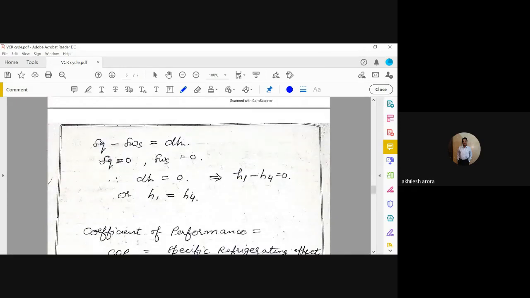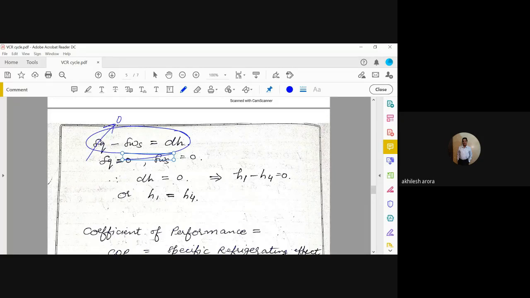So this is once again the equation, steady flow energy equation, delta Q minus delta Ws is equal to dH. Now if you remember exactly, a throttling process is one in which there is no heat transfer. It is adiabatic in nature, first thing. So because it is adiabatic in nature, the value of delta Q will be equal to 0.